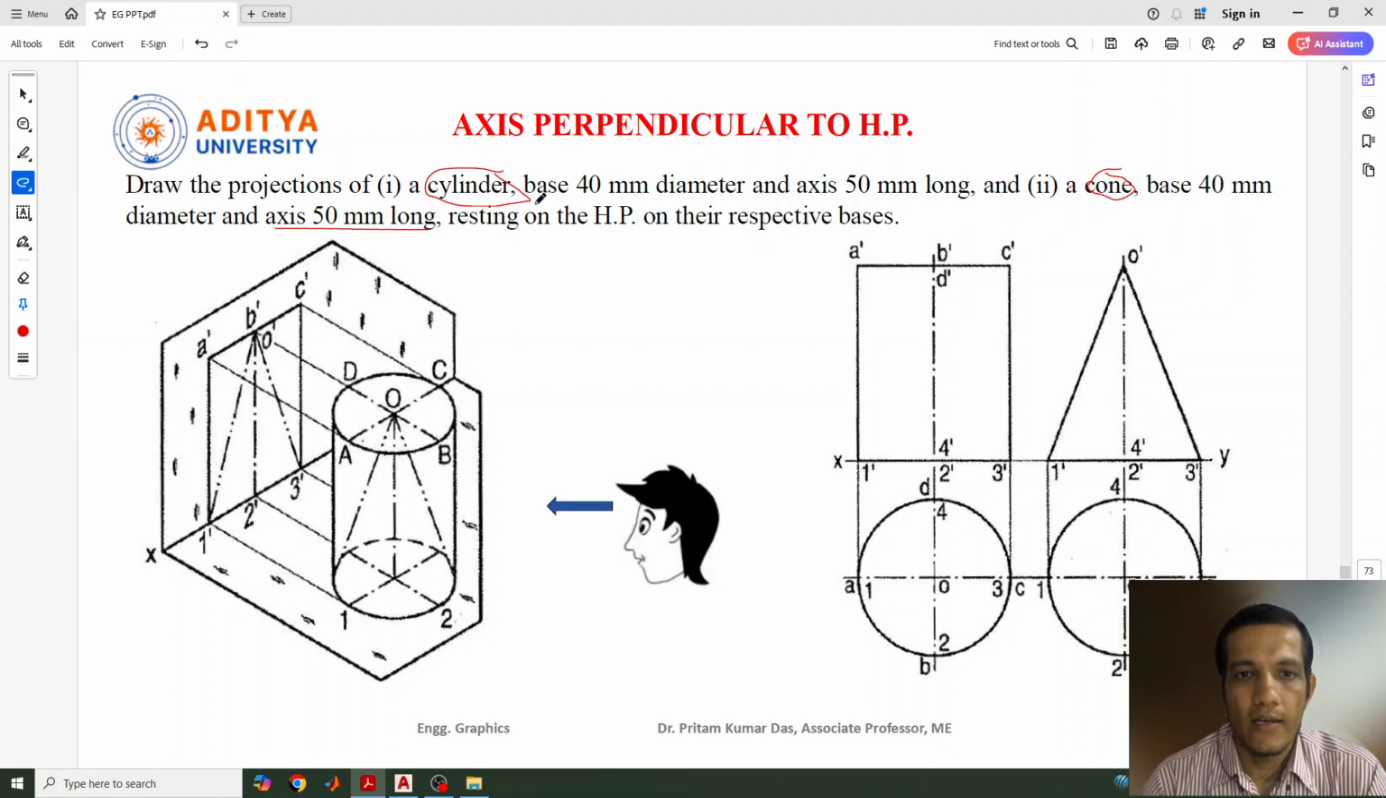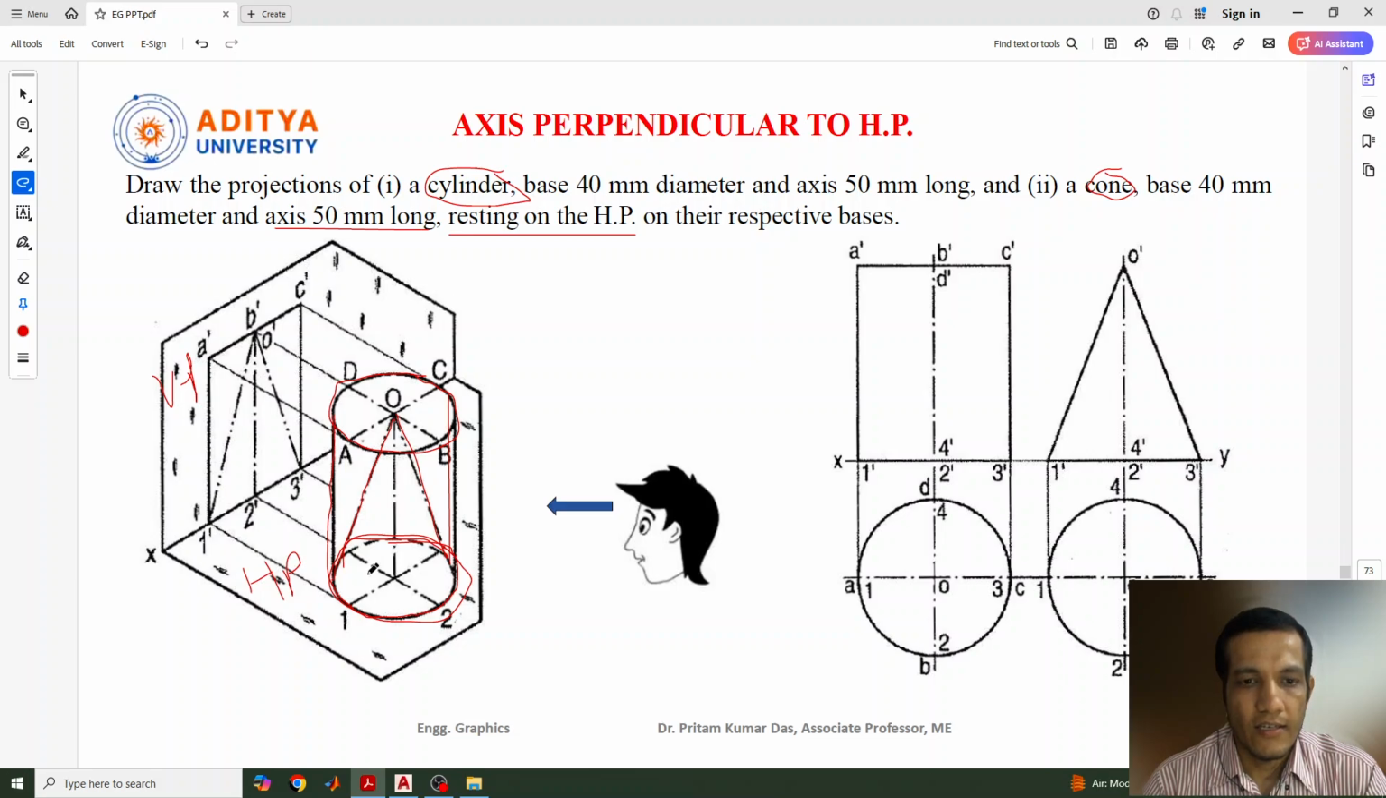These two questions are given in such a way that in both conditions the base is situated on the HP, or resting on the HP. Suppose we first consider the cylinder part. You can see the cylinder is kept on the HP. This is the vertical plane and this is our horizontal plane. Now this cylinder as well as the cone, this is the cone part, and both the diameters are the same.